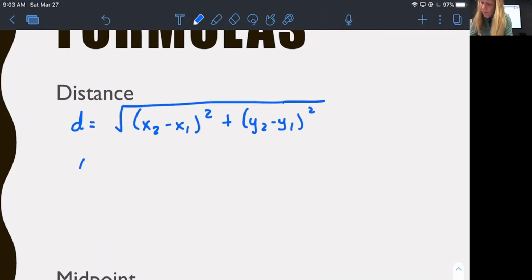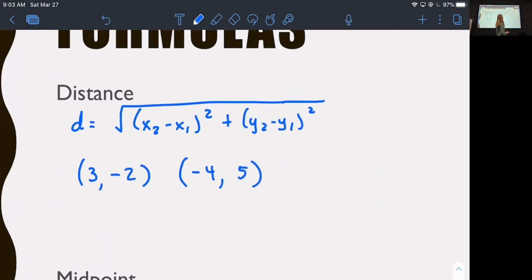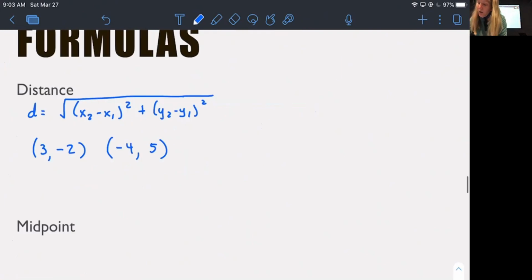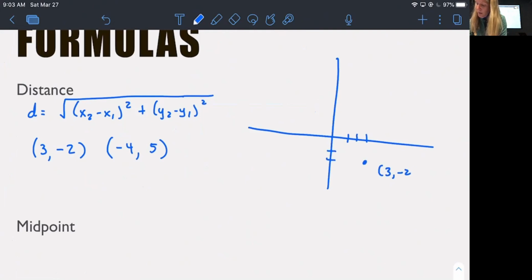So for instance, if we have the points (3, -2) and the point (-4, 5), and it wants to know what is the distance between those 2 ordered pairs, you have 2 options on how you want to do it. If you have that distance formula memorized, you can just plug into the distance formula and go. If not, you can graph those 2 points. So 3 over, 2 down would be the point (3, -2). 4 to the left and 5 up would be the point (-4, 5).